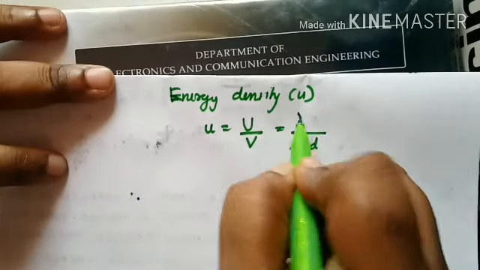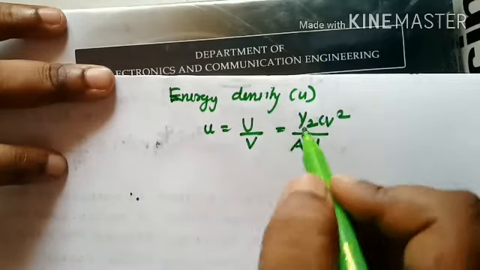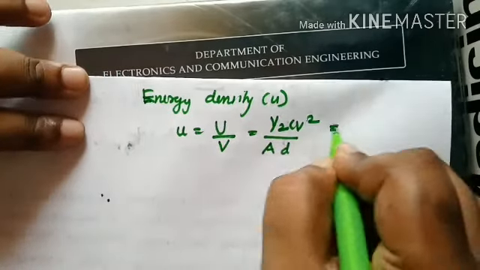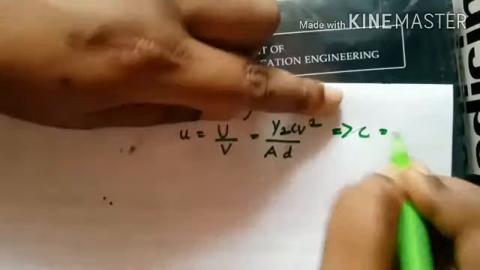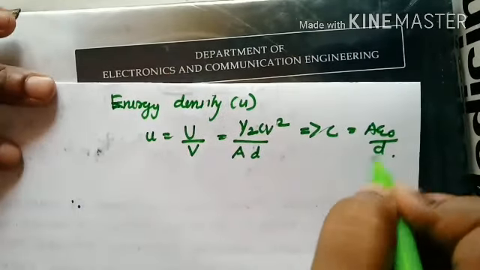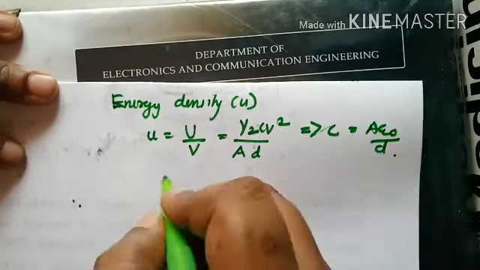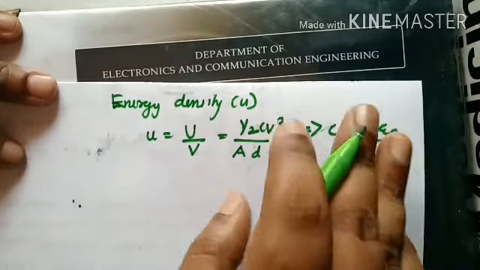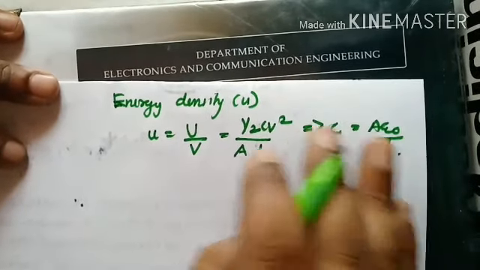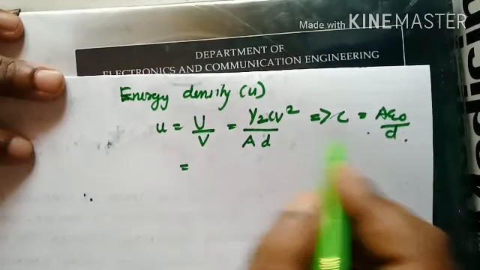And U, I can write as half CV squared. This has been found in the earlier section. So in place of C, what is C? It is A epsilon naught by D. Remember, we derived this expression for a parallel plate capacitor when air is the medium between them. In this entire scenario, we are considering either air or vacuum between the two plates, a non-dielectric medium. So this expression I am going to substitute here.